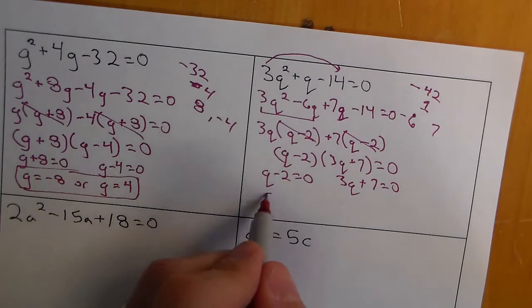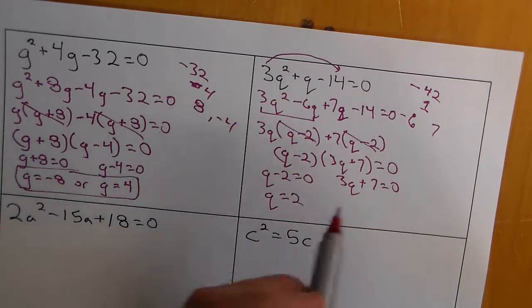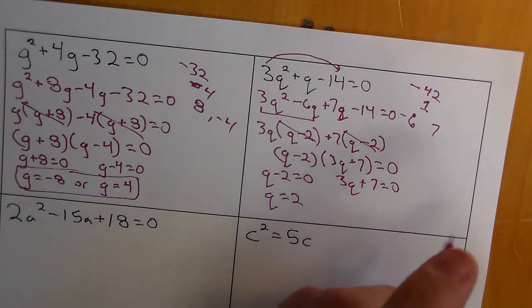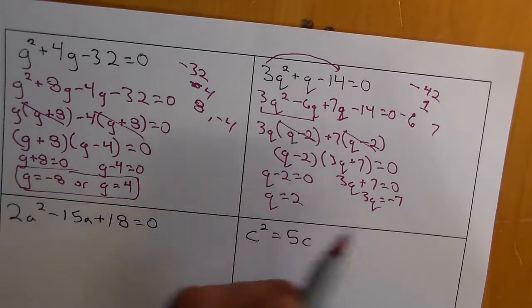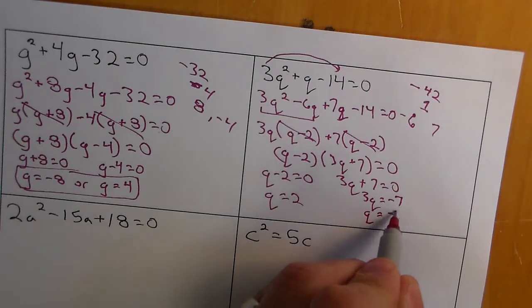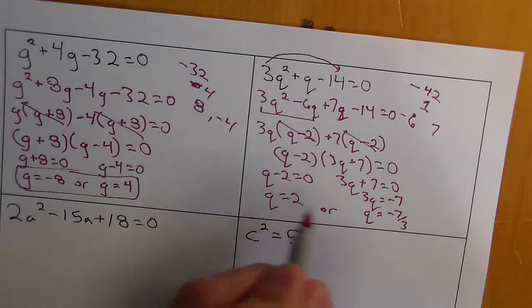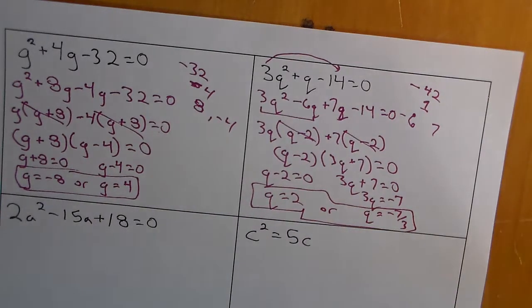Q minus 2 just becomes q equals 2. 3q plus 7, subtract 7. So we got 3q equals negative 7. Then divide by 3, it's negative 7/3. So our two answers are 2 or negative 7/3.